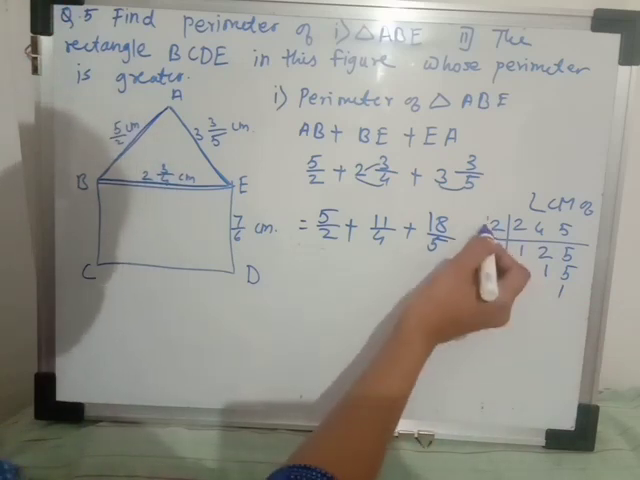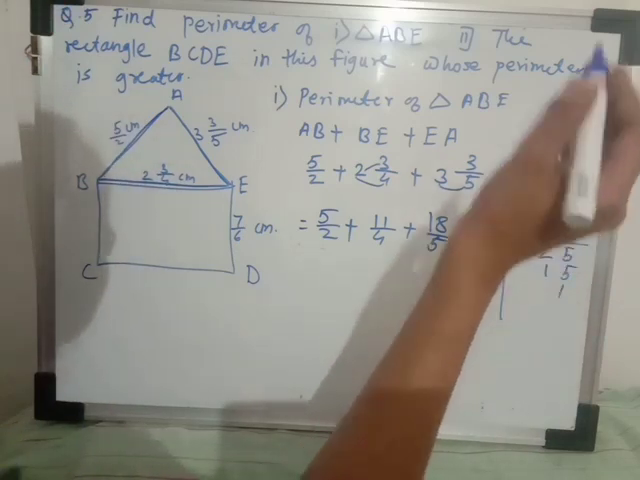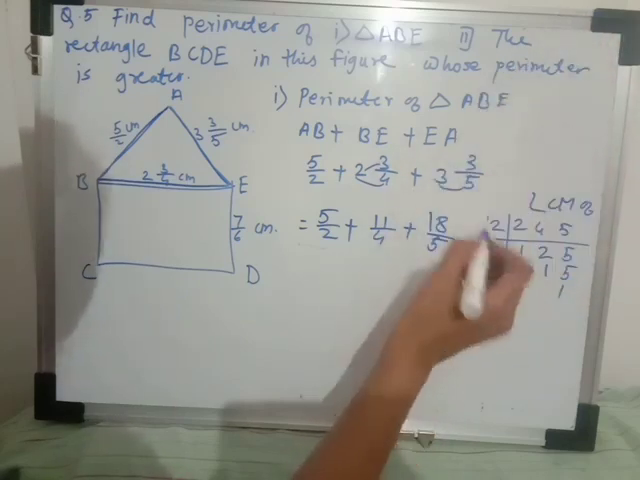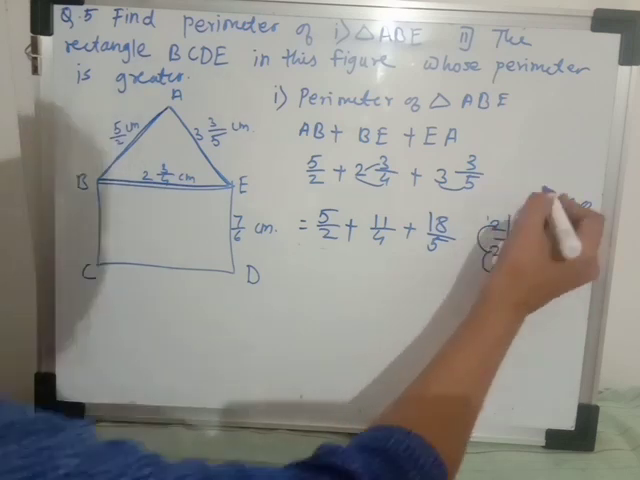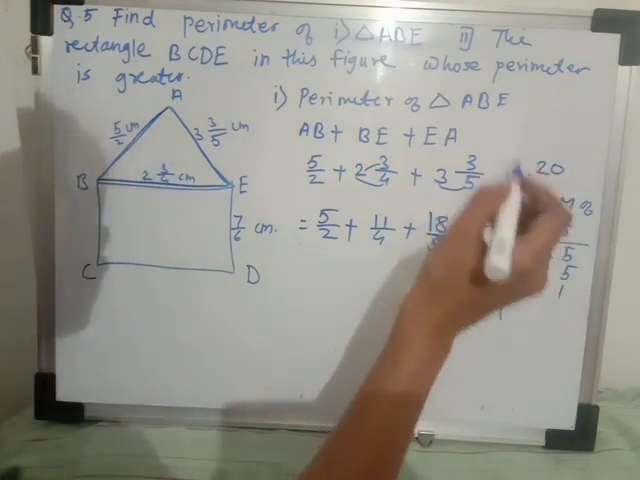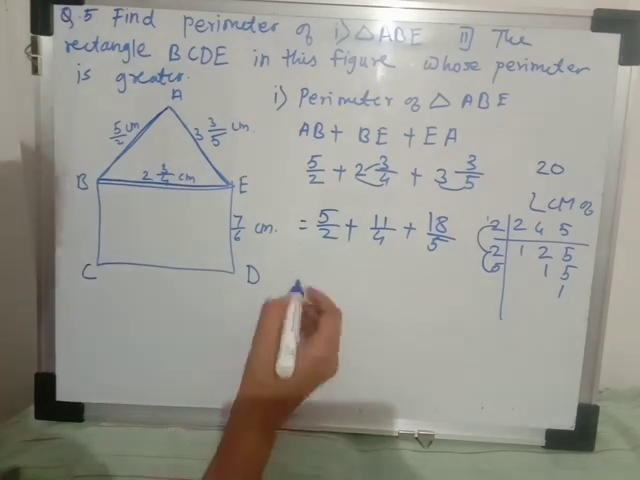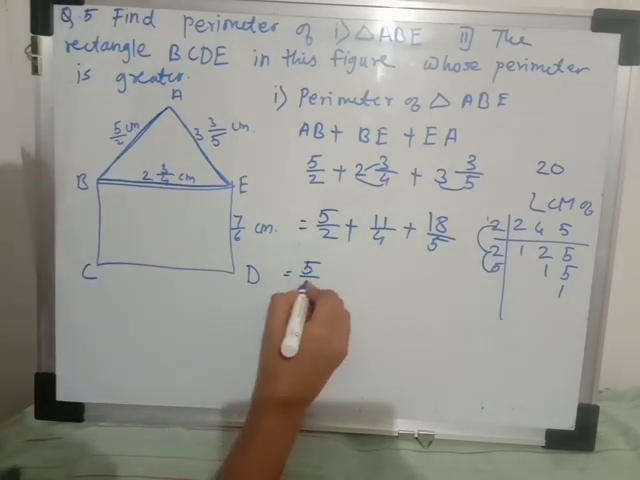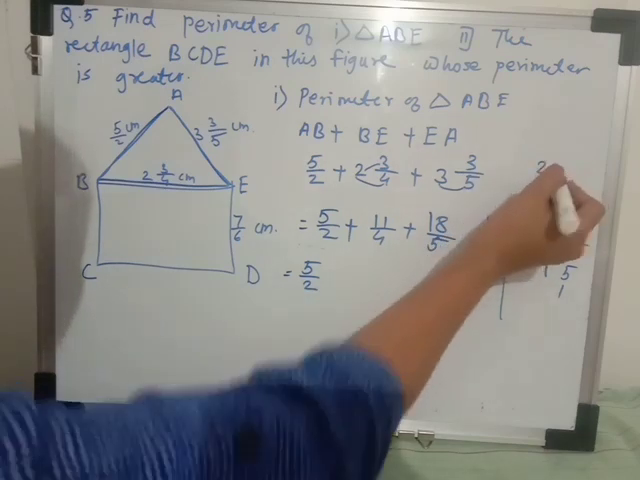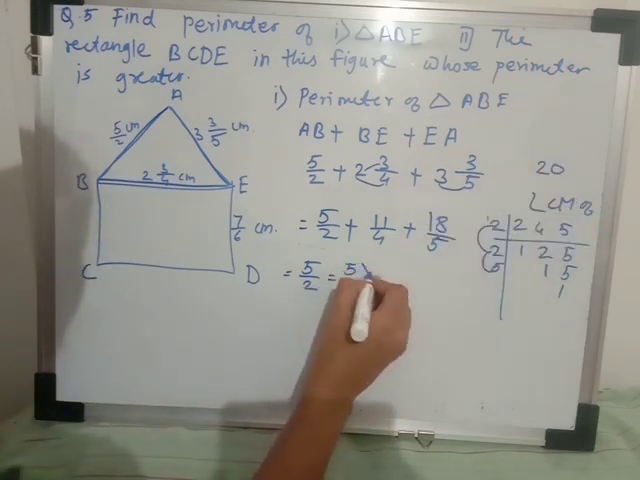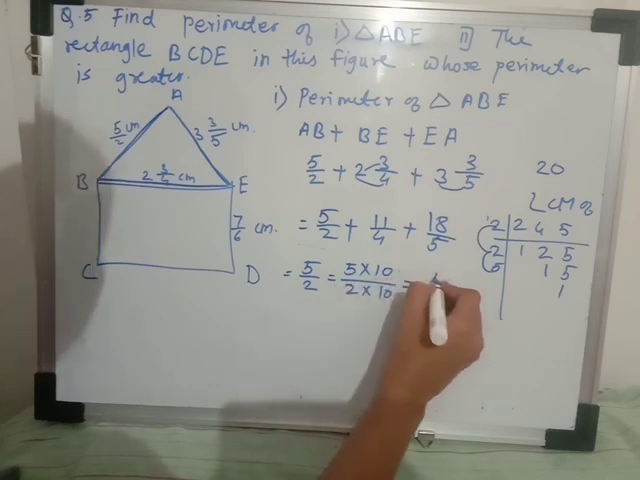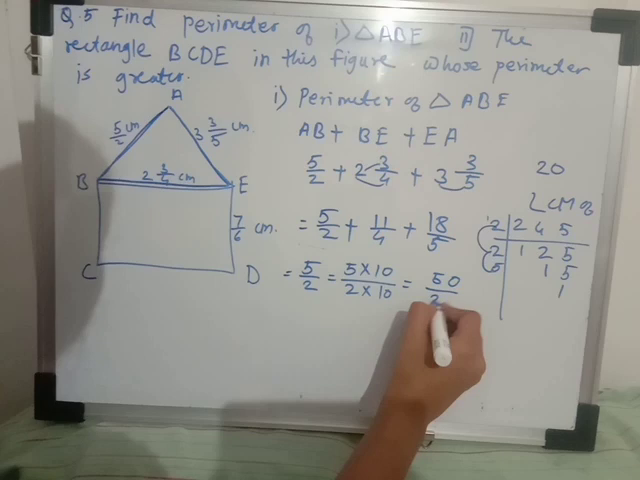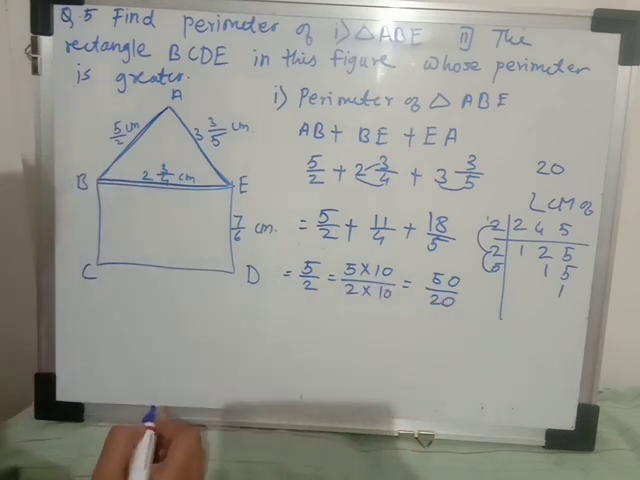Now I will do the multiplication directly to get the common denominator. 2 2s are 4, 4 5s are 20. So 20 will be our denominator for the triangle. The first fraction is 5 upon 2. Which number do I multiply with 2 to get 20? That is 10. 5 multiplied by 10, 2 multiplied by 10: 5 10s are 50, 2 10s are 20. So here we got the first fraction.